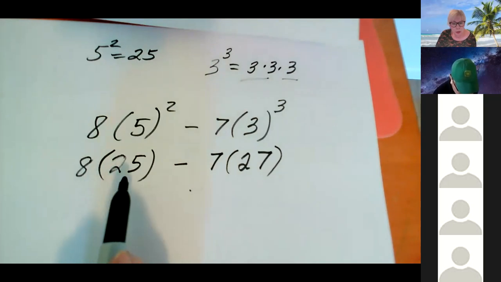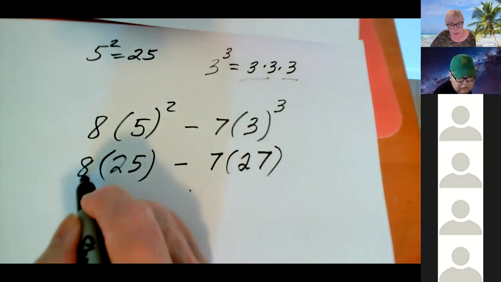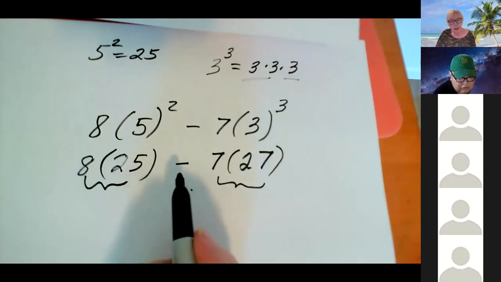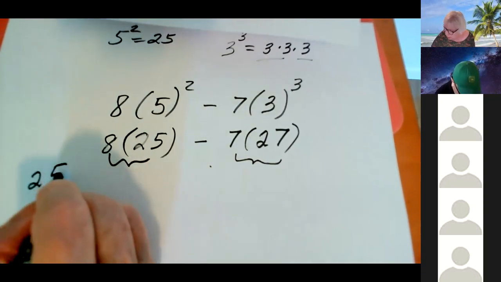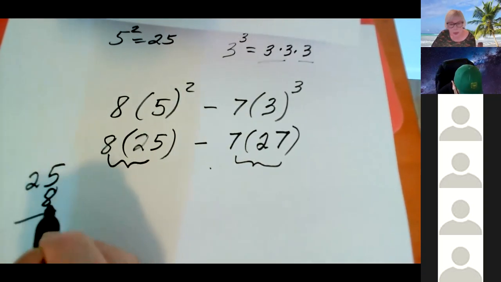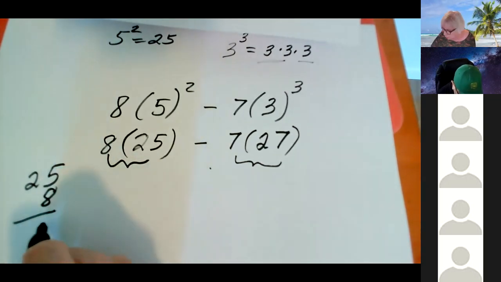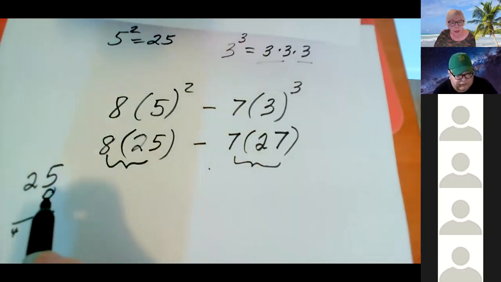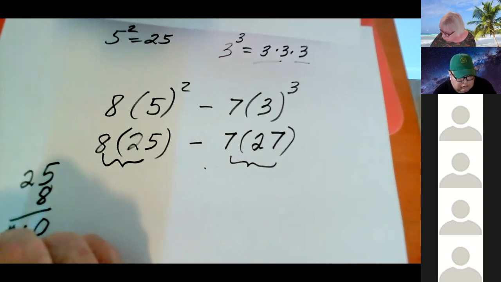So here I have multiply, subtract, multiply. The multiplies have to be done next. The subtraction is dead last. So I'm going to do 25 times 8, and I can scribble it on the side if I want to. 8 times 5 is 40. Carry a 4. 8 times 2 is 16, and 4 is 20.